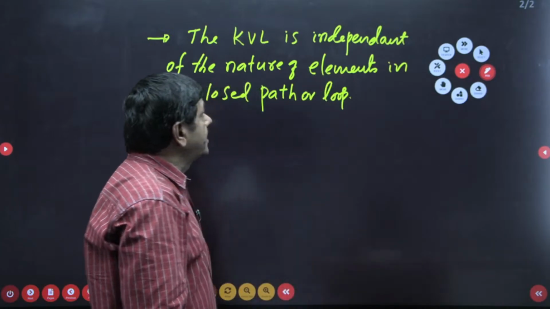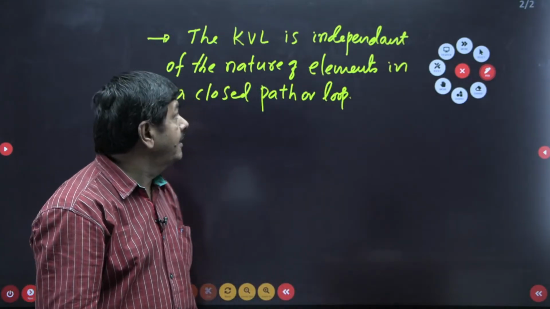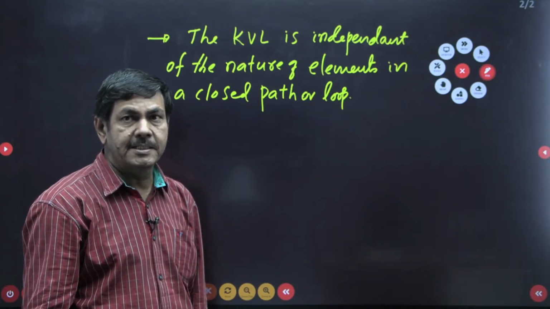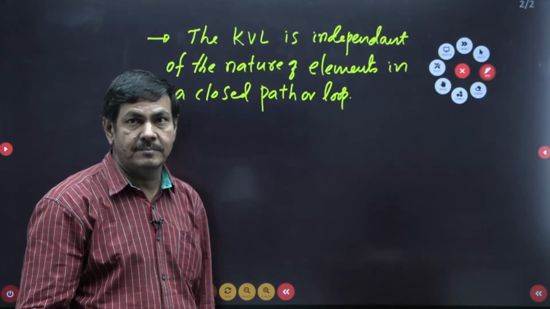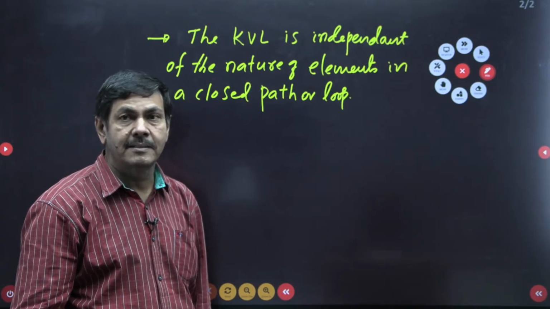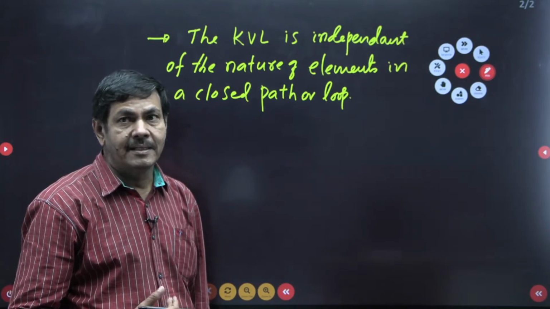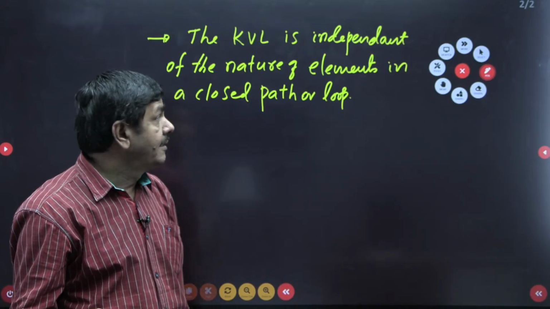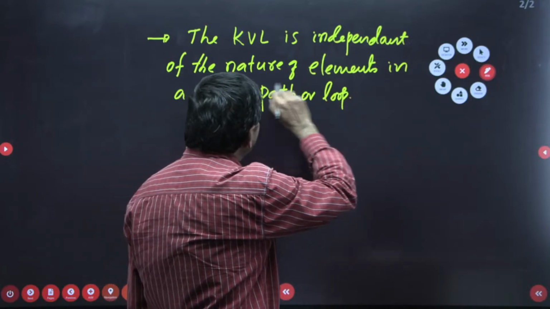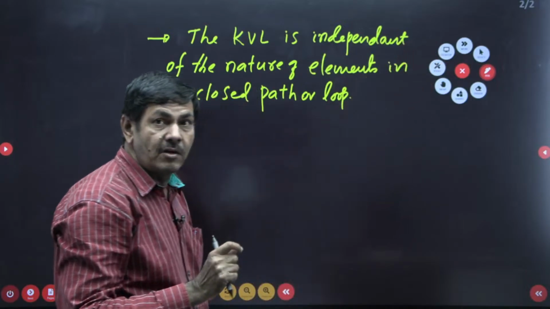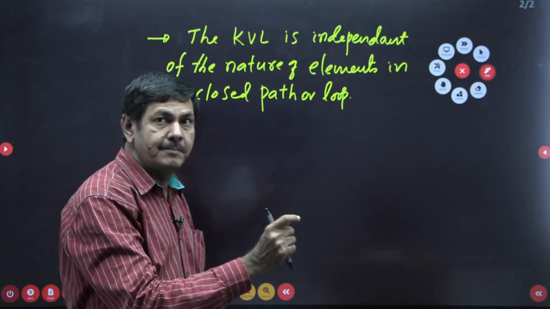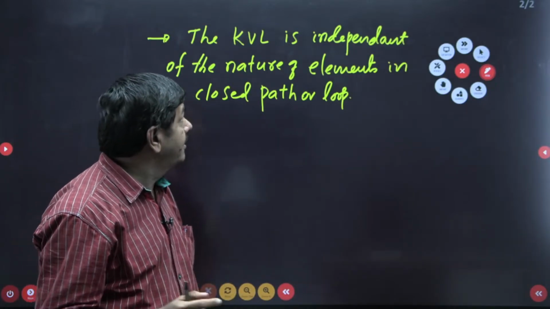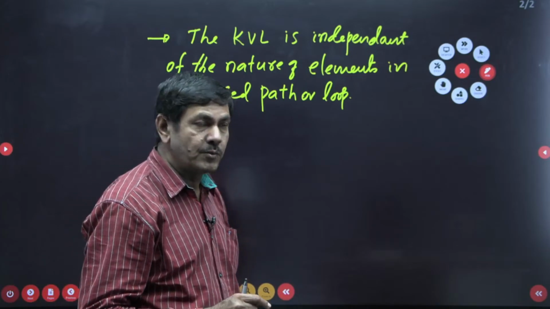What is the meaning of this? KVL is independent of the nature of the element. That means the elements can be linear, non-linear, active, or passive, all acceptable. It is not given any restriction. It must not be this element or that element, linear or non-linear. It is independent of the nature of the elements, only in a closed path.